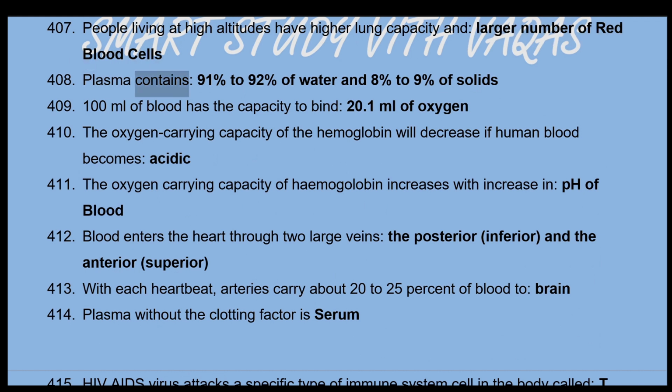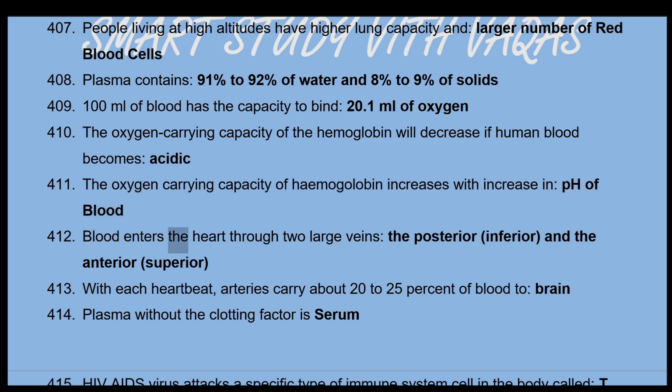Plasma contains 91% to 92% of water and 8% to 9% of solids. 100 ml of blood has the capacity to bind 20.1 ml of oxygen. The oxygen carrying capacity of the hemoglobin will decrease if human blood becomes acidic. The oxygen carrying capacity of hemoglobin increases with increase in pH of blood.